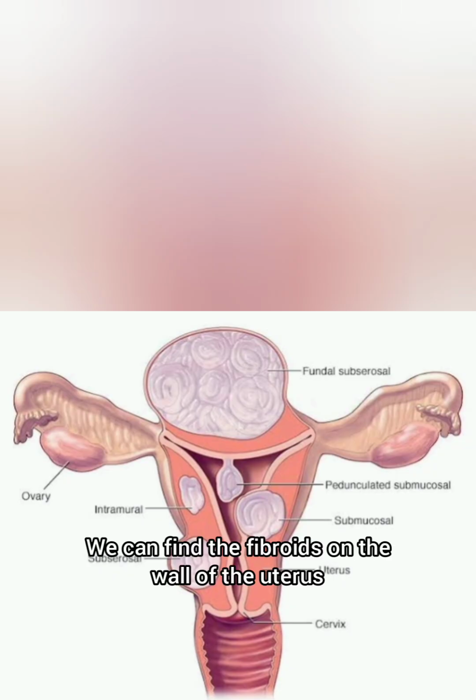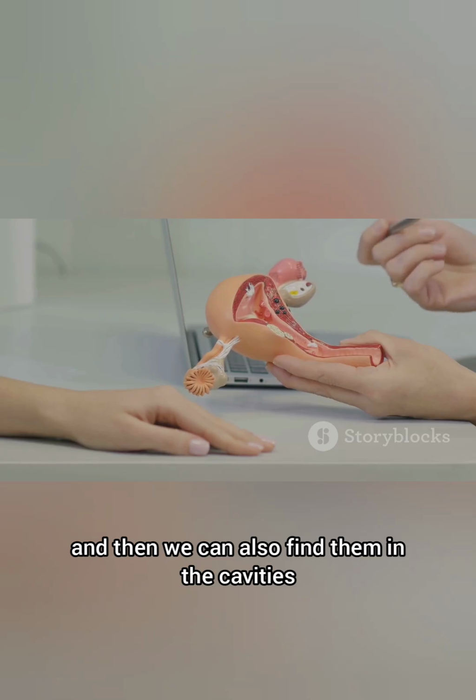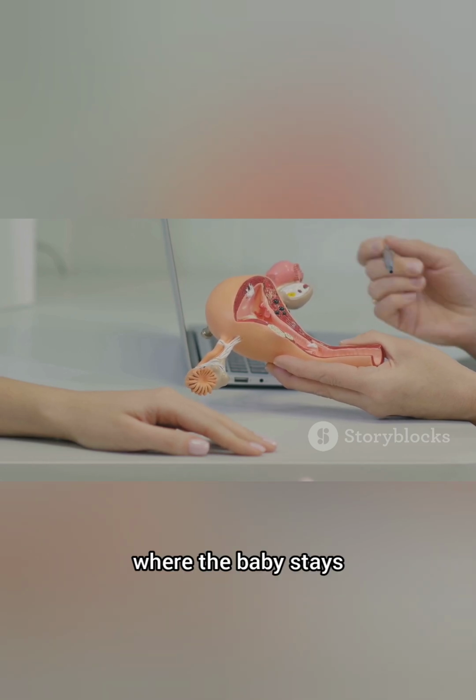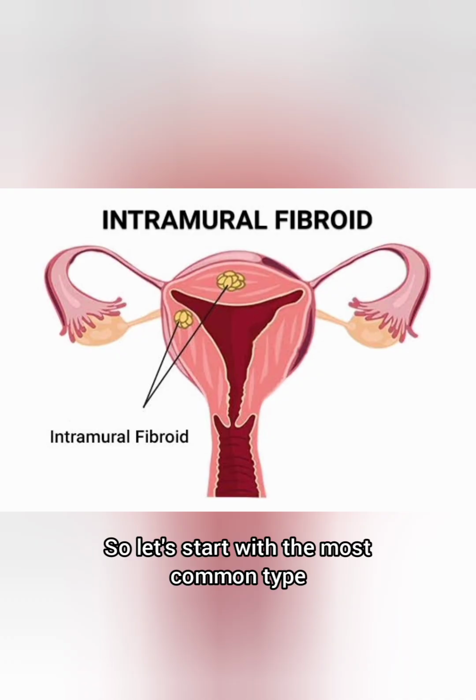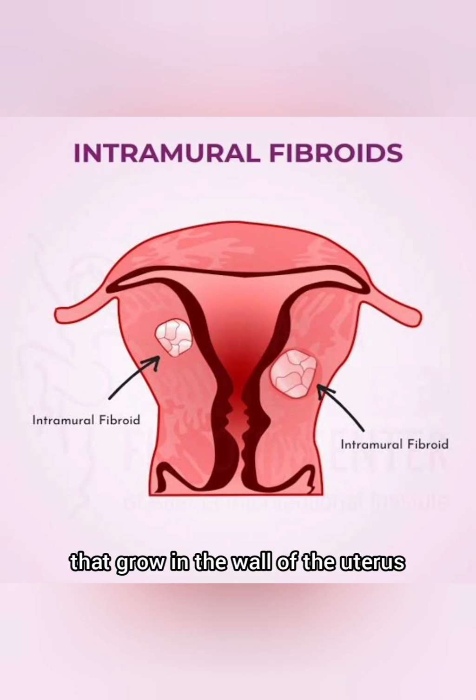So where can we find these fibroids? We can find them in the wall of the uterus, and we can also find them in the cavity. The cavity is usually where the baby stays. So let's start with the most common type or location of fibroid, which is the intramural fibroids. These are fibroids that grow in the wall of the uterus, as you can see in the pictures.